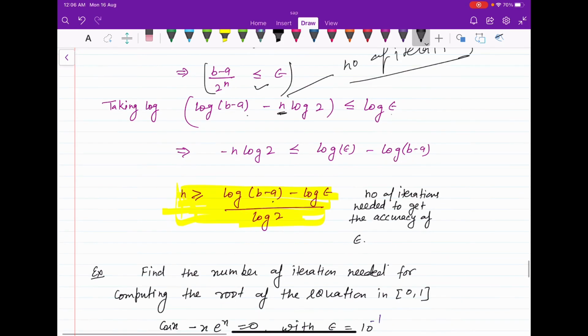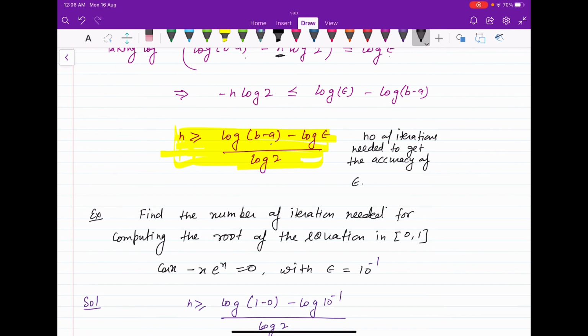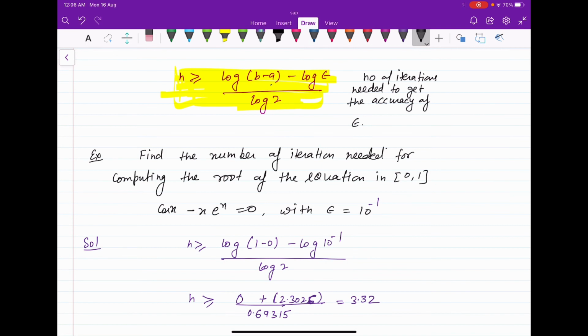Let us do one example so that it will be clear. Find the number of iterations needed for computing the root of the equation inside the interval 0, 1. The equation is cos x minus x e raised to x equal to 0 with epsilon equal to 10 raised to minus 1. For the same question, we have to compute the number of iterations. So n is greater than or equal to log(b minus a) minus log epsilon, with b equal to 1 and a equal to 0, and epsilon 10 raised to minus 1, upon log 2. Here we are taking base e. So the value is coming out to be 3.32. So n is greater than or equal to 3.32. That means n equal to 4.